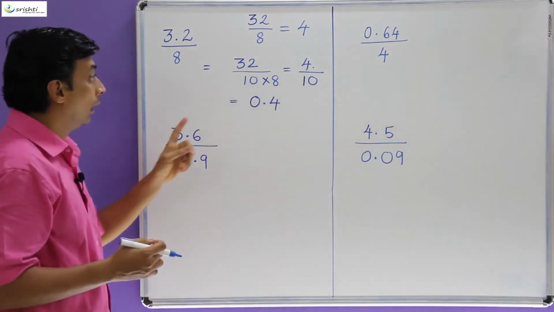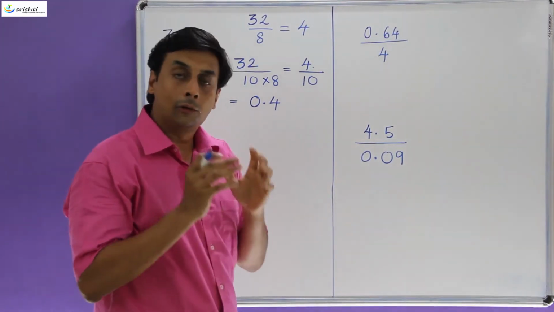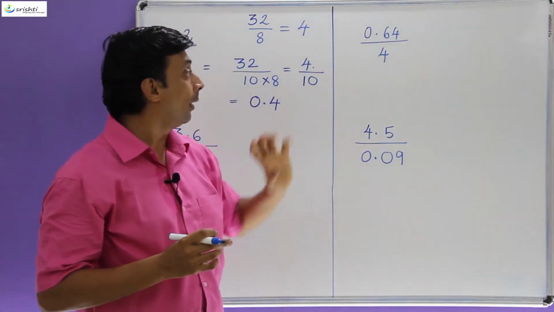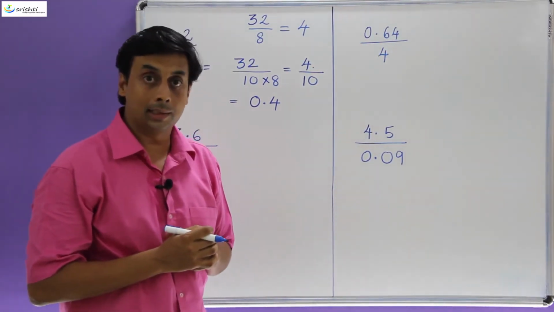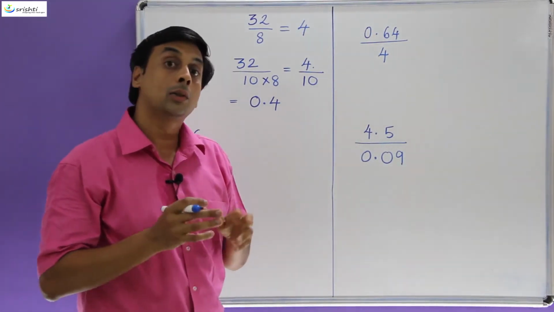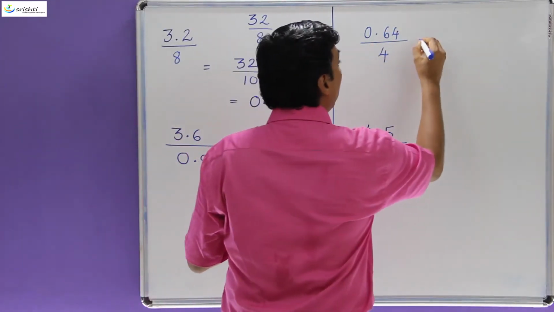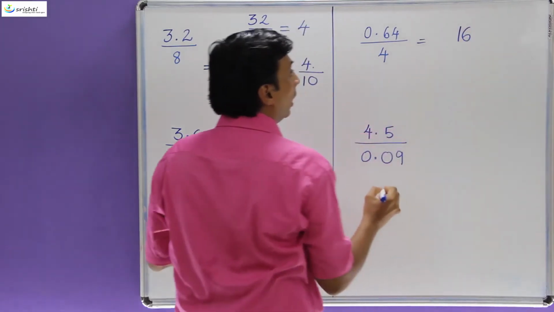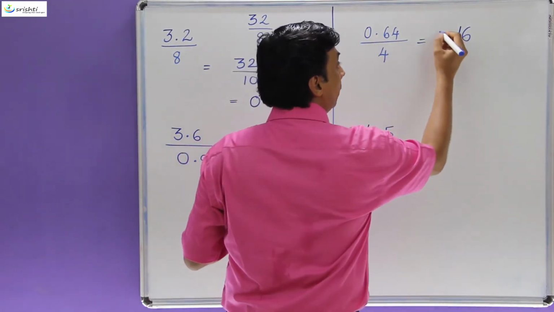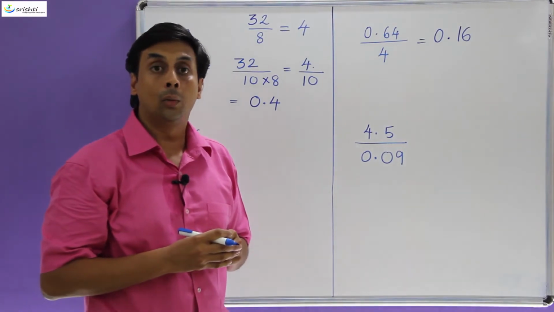Okay. Let's take a look at this example. 0.64 divided by 4. For the time being, let's ignore that you have this decimal point. So 64 divided by 4 is going to be 16. And how many decimal places are there in the numerator? There are 2 decimal places. So the answer also should have 2 decimal places, right? So 64 divided by 4 is 16, and there are 2 decimal places in 0.64. That means the answer should also have 2 decimal places. So the answer is 0.16.